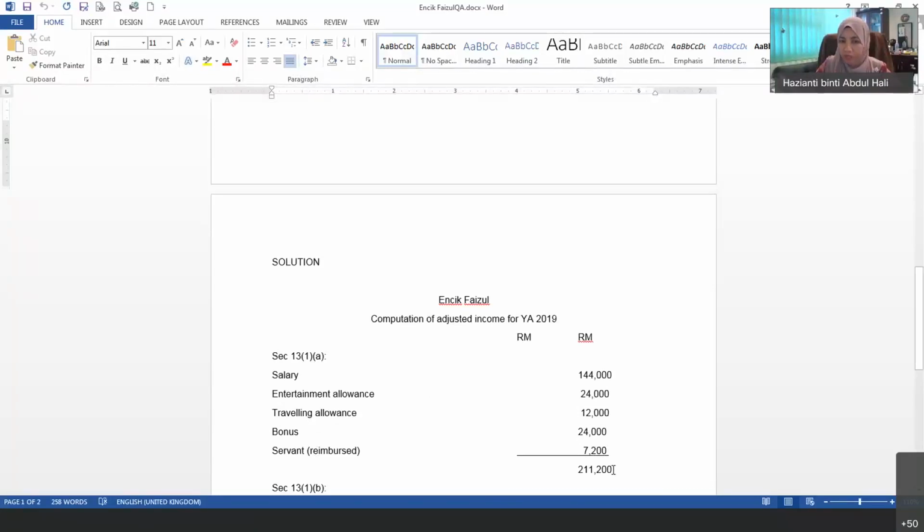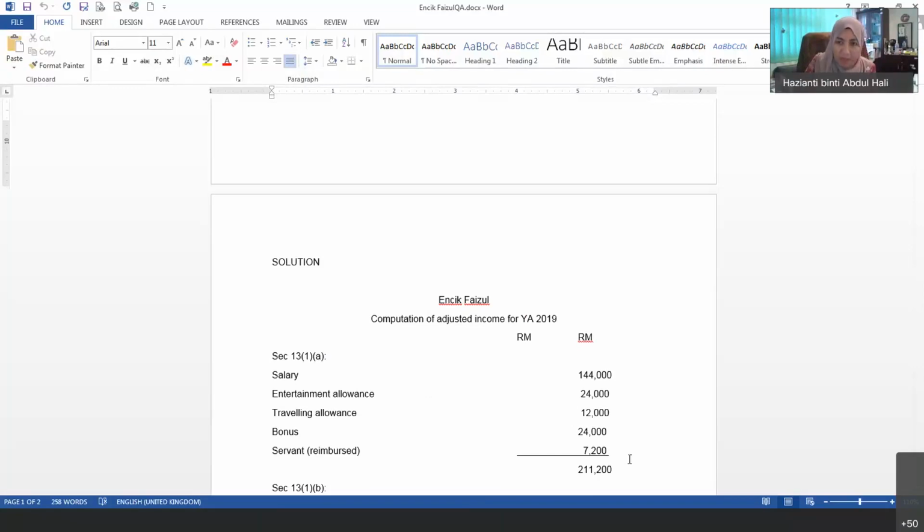Any question for section 13(1)(a)? And please remember, even though you have entertainment expenses and also travelling expenses, you do not deduct here. You put every allowance in section 13(1)(a), whatever he gets. Forget about the adjustment. Adjustment would be computed at the bottom and not at the top. So this is the figure for your section 13(1)(a). Any question? Any clarification? Any information that I missed?